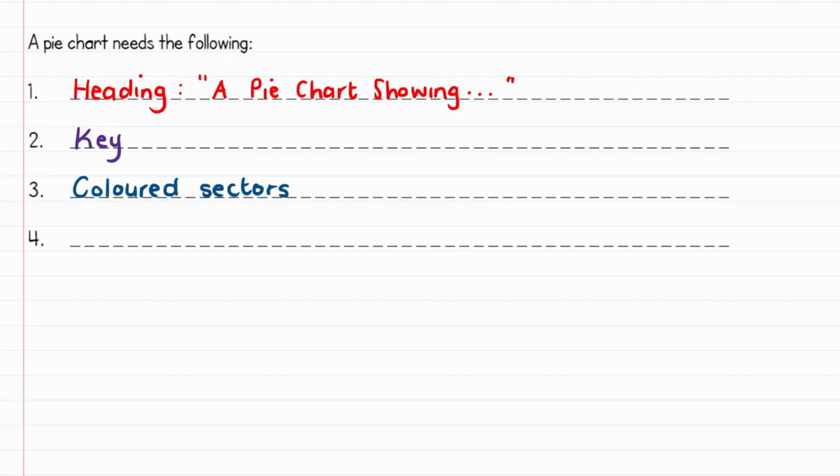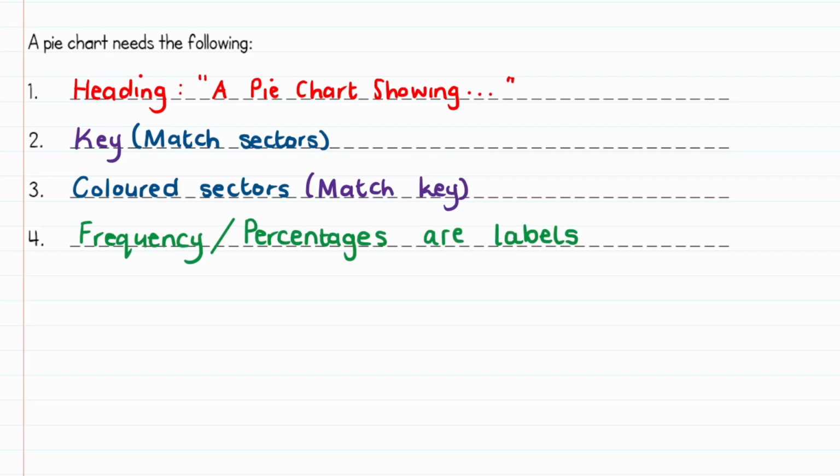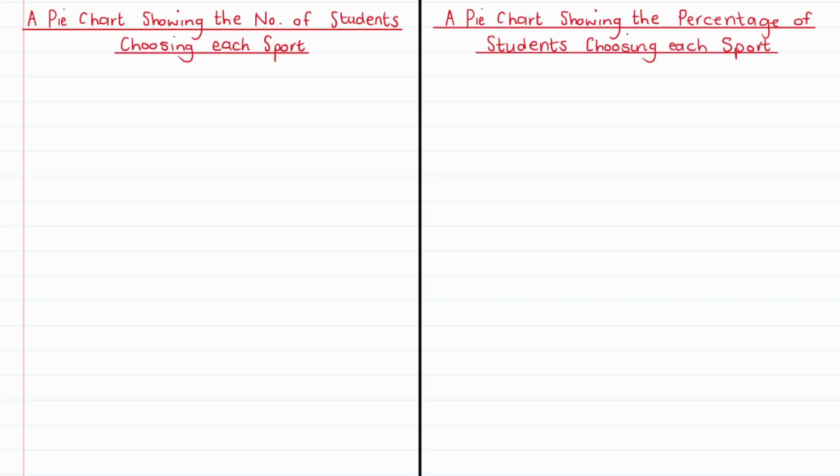We need to make sure that the colors in our sectors match our key, and that the colors in our key match our sectors. Lastly, we are going to use our frequency or percentages as labels. We will not label our pie chart with degrees or with words. That is what our key is for. So let's see what our examples look like in the form of a pie chart. I will begin by writing a heading for each case.